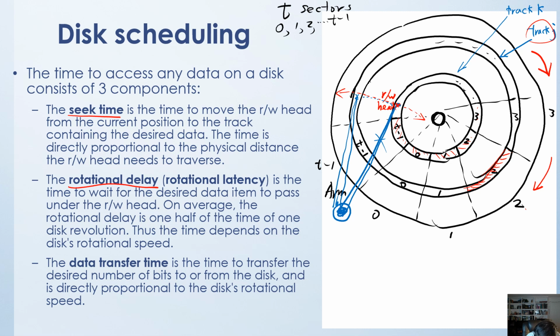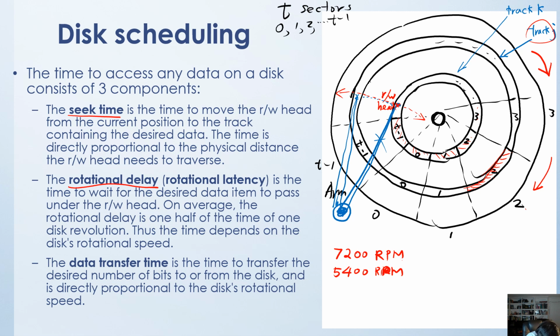The rotational delay also depends on how fast the disk rotates. A typical hard disk can rotate at the speed of 7,200 RPM, which is revolutions per minute, or a slower hard disk can rotate at 5,400 RPM.